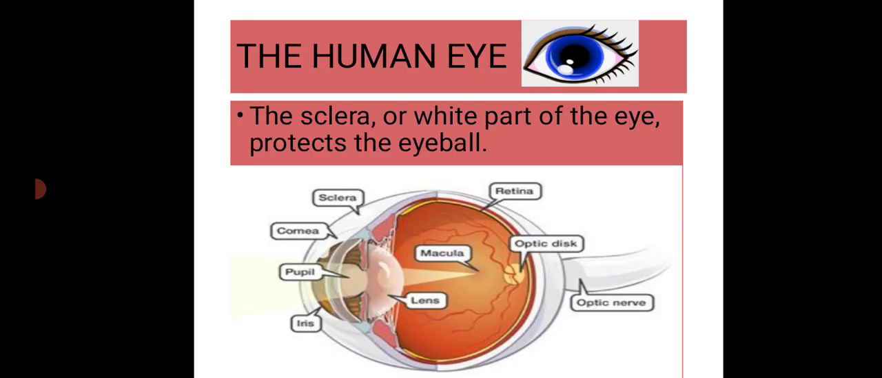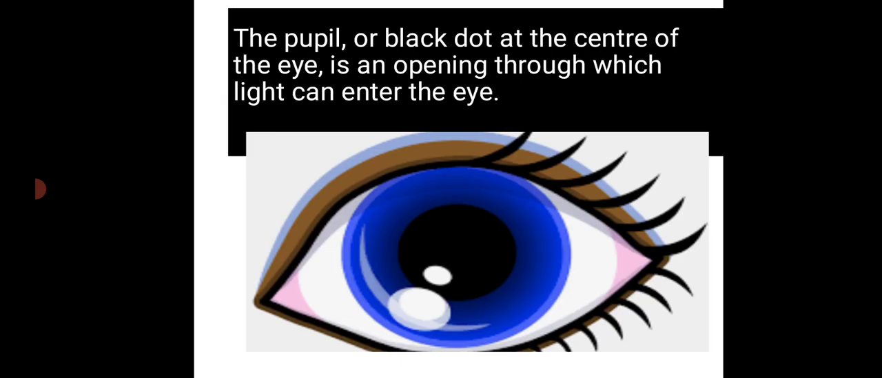Now we can see the parts of the eye. We have the sclera, which is also known as the white part of the eye, and it protects the eyeball. So if you are asked what the white part of the eye is called, it is called the what? The sclera. And what does it do? It protects the eyeball.